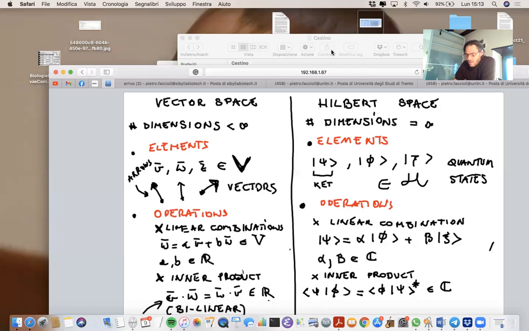So for all practical purposes, quantum mechanics is defined in terms of a slightly different vector product, an inner product that doesn't lead to a real number, but generally leads to a complex number. And when you reverse the order of the bra and the ket, you get the complex conjugate of the complex number. And it still is a linear object.